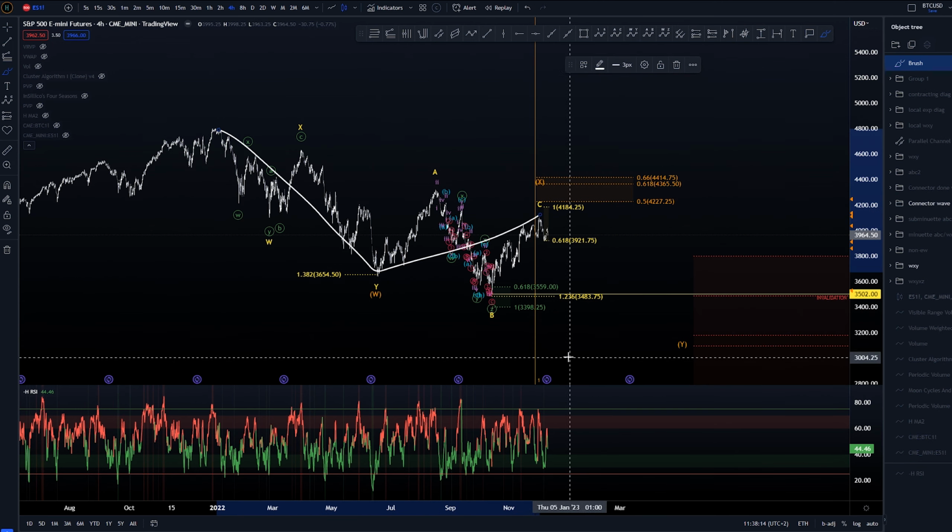There is of course a possibility where this is a five-wave structure coming down. It is more prevalent and easier to see that on the SPX. So what if we are going there? Let's take a look at that.